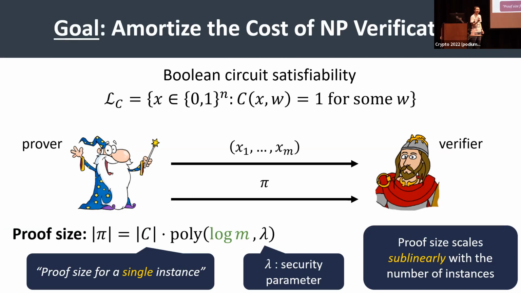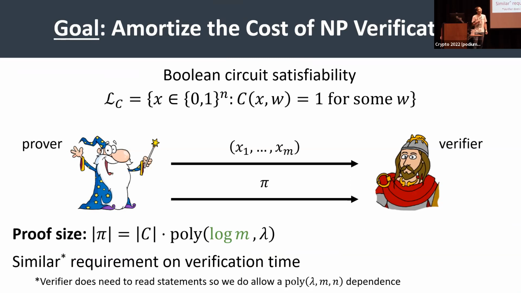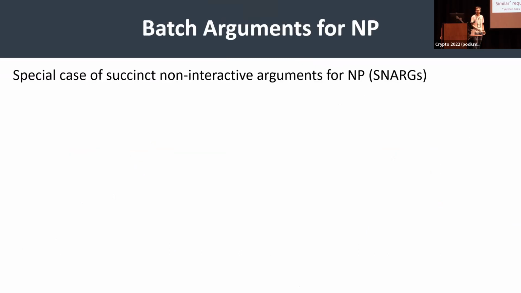Namely, we seek a construction where the size of the proof grows with the size essentially of a single instance times something that grows polynomially in a security parameter, but more importantly, sublinearly and ideally polylogarithmically with the number of instances. We impose similar efficiency requirements on the verification time, where essentially the cost of NP verification for M instances should also grow sublinearly with the number of instances being checked.